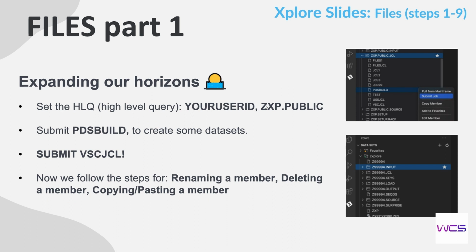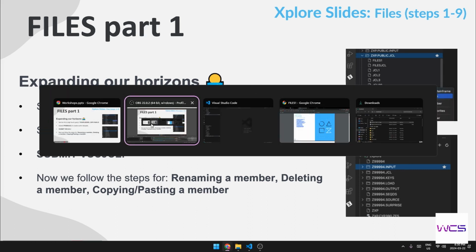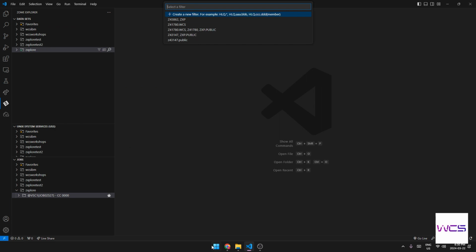So if you remember from the last video, I talked about how a high-level query is sort of a filter to look through only specific data sets that you want so that it's just more organized. The query that we're going to be using is our user ID. So I'm just going to get mine here, and you'll be using yours. So let's create a new filter.